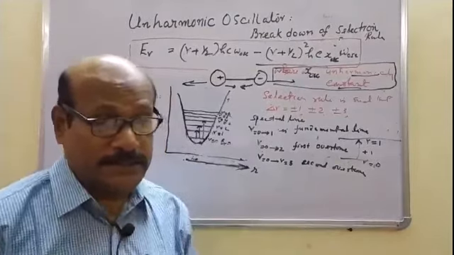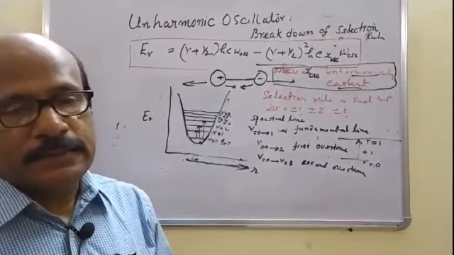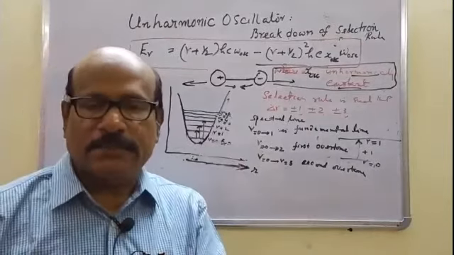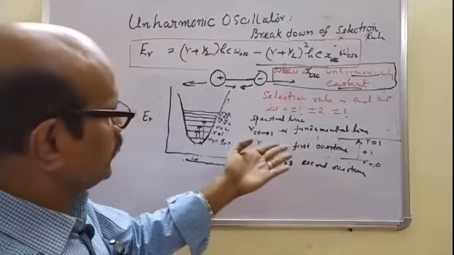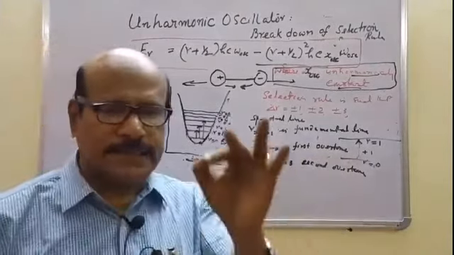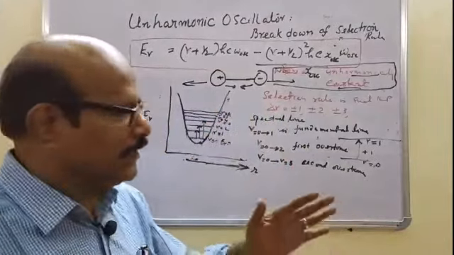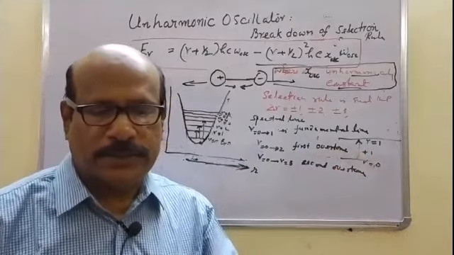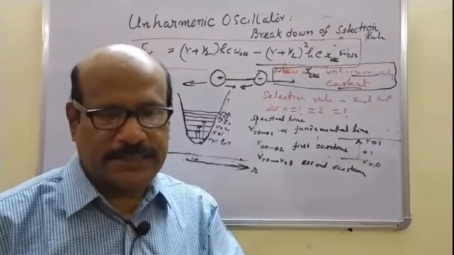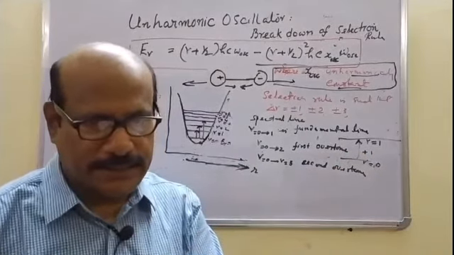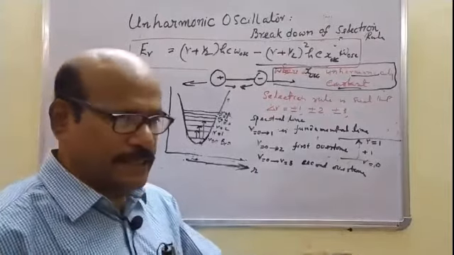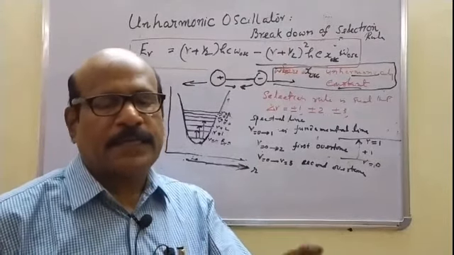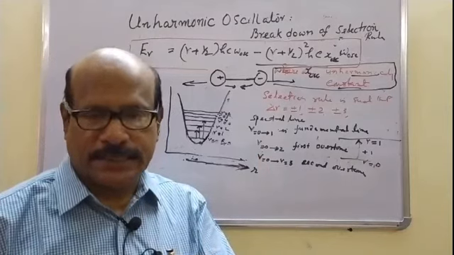But the interesting thing is that the intensity diminishes. So in the case of the fundamental line, the intensity is the highest, the most intense line. As the overtone number increases, the first overtone frequency increases, but intensity decreases. In the case of the second overtone, again frequency increases, but intensity diminishes.